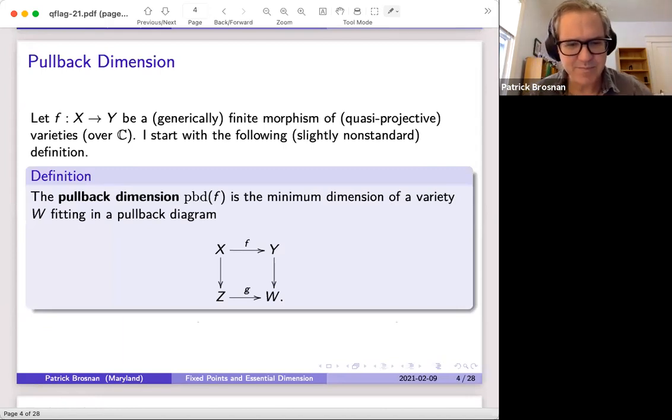So I want to remind everybody what essential dimension is. I'm following FKW here, because we're working in their framework. That motivates starting from a weird definition. Suppose you have a generically finite morphism of quasi-projective varieties, f from X to Y. I'm going to make the following non-standard definition. I'll say the pullback dimension of that morphism f is the minimum dimension of a variety W fitting into a pullback diagram. In other words, it's the minimum dimension of a variety W such that f can be gotten by pullback from a morphism with target W.